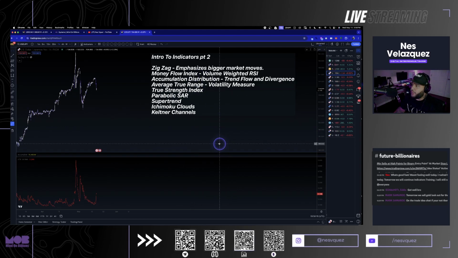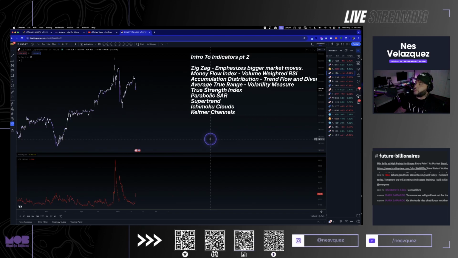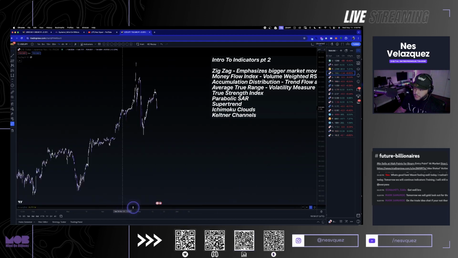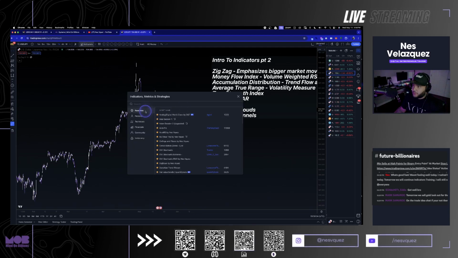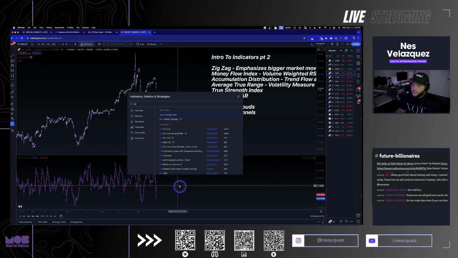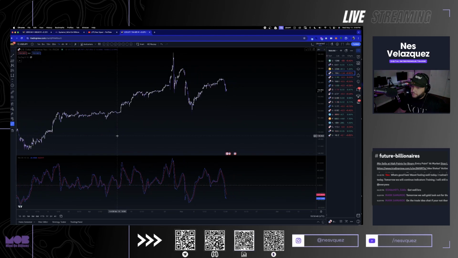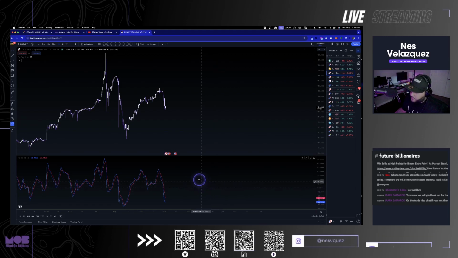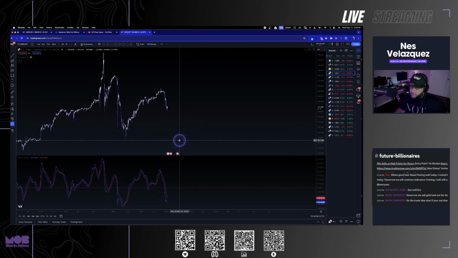Okay, and we are on true strength index right now. When it comes to true strength index, let me delete this and that. Let's go to true strength index, or you can just type in TSI. Here's the true strength index right over here.